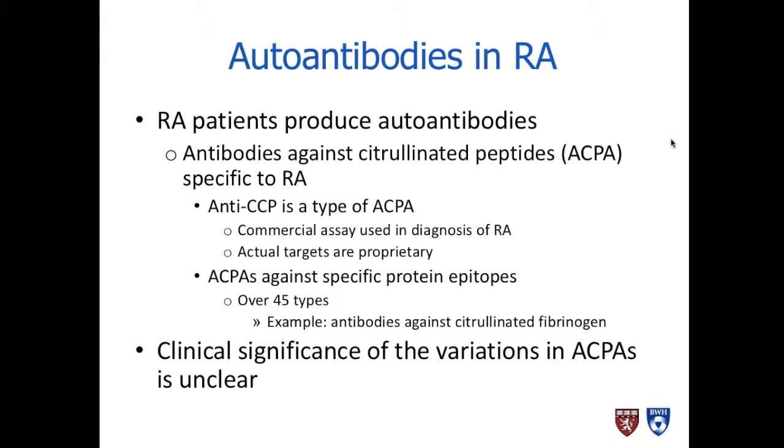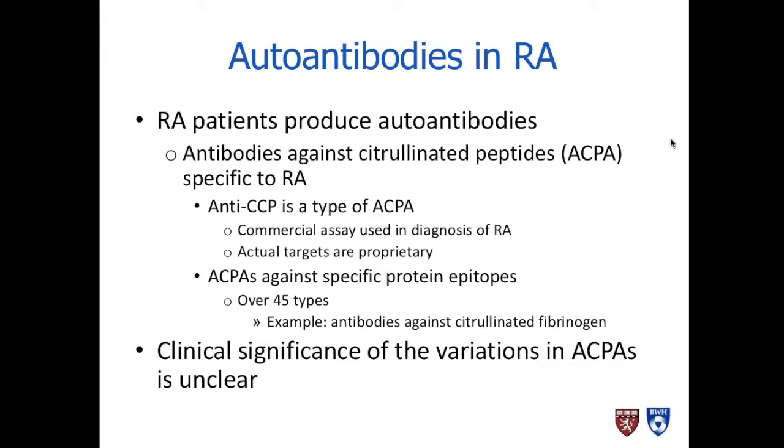Everybody seems to have antibodies against citrullinated peptides. What are those? Those are just peptides or proteins. You have those all over your body. You have inflammation, and for some reason, you citrullinate them. So it's really just the arginine getting switched to citrulline. This happens in the aorta of patients with cardiovascular disease. This happens in the gut of patients with inflammatory bowel disease. This happens in the joints of patients with rheumatoid arthritis.